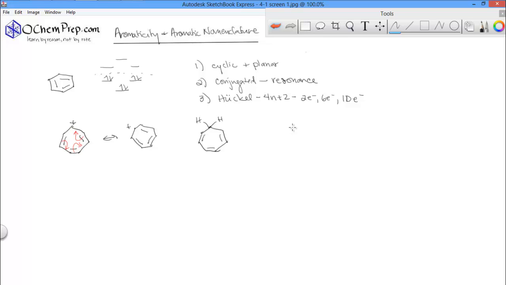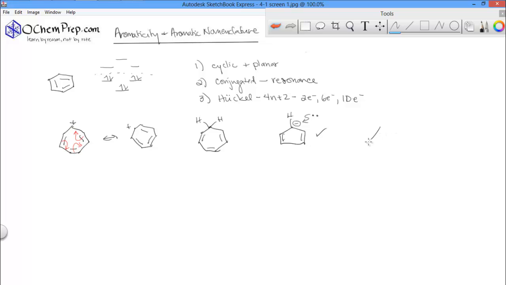So this structure right here, now I'm going to put a hydrogen, and now I'm going to put a minus charge right there. Remember, a minus charge on a carbon means 2 electrons. So there is an electron pair on this carbon. We're going to count that as a set of pi electrons. 2, 4, 6. This is cyclopentadienyl anion, and this is definitely aromatic. It's very important in organometallic chemistry.